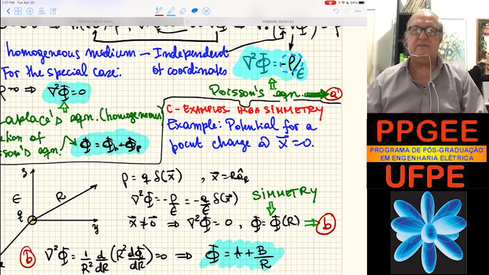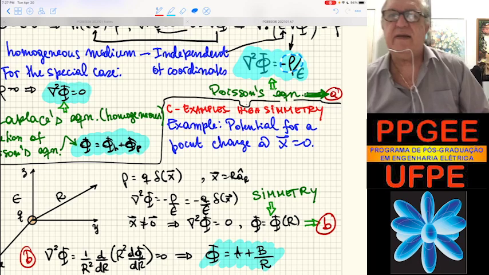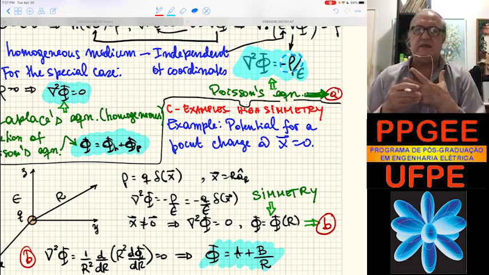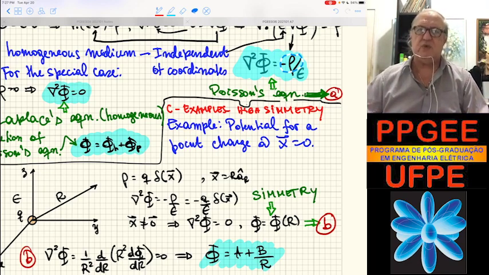So we're going to do some examples on how to solve either Poisson's or Laplace's equation for certain problems that have high symmetry. It means that we know a priori that the potential depends only on one variable, and we are going to choose the coordinate system more suitable to solve the problem. Let's start with a very simple problem.